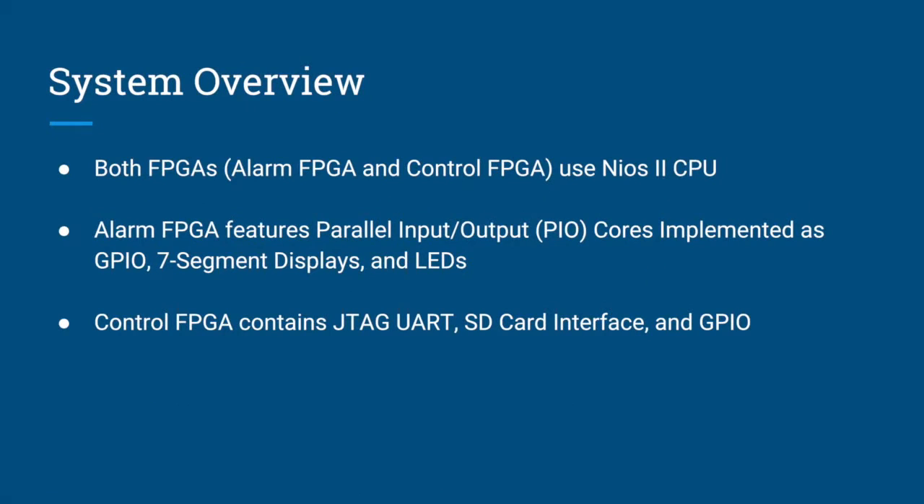The overall system is described here. Both FPGAs, the alarm FPGA and the control FPGA, use the Nios 2 processor. The alarm FPGA features parallel input-output (PIO) cores implemented as GPIO, 7-segment displays, and LEDs. The control FPGA contains JTAG UART, an SD card interface, and GPIO. The GPIO of the control FPGA sends the system state information to the alarm FPGA.